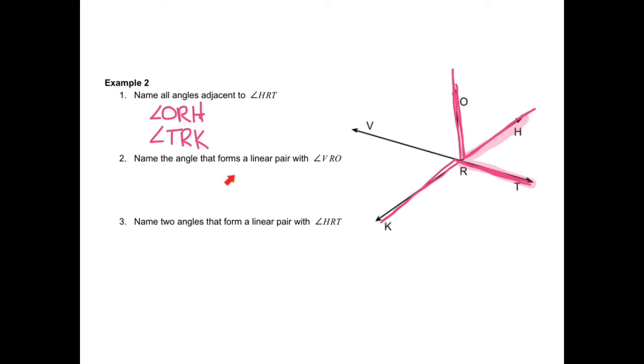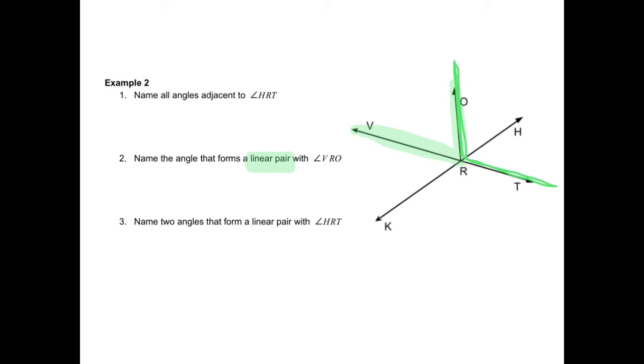The next question is asking to name the angle that forms a linear pair with angle VRO. So we're looking at VRO, which is located right here, highlighting that in green, and we want to form a linear pair. It's just one angle for this one. The linear pair means that we need to create a line. The only one that creates a line is angle ORT, because there's that line there that creates that 180-degree line. So angle ORT or TRO would be your choices for the linear pair.